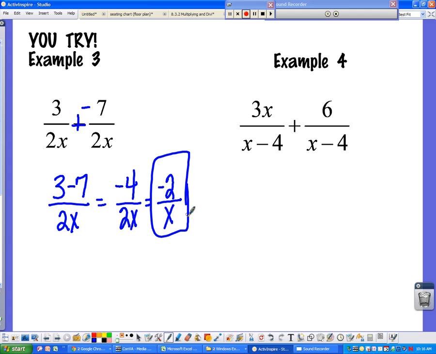On example 4, your denominators are already the same, so it's going to stay x minus 4. And on the top, I have 3x plus 6. Okay? I can't simplify it any further, so I am finished. All right, so let's go ahead and jump over to example number 5.